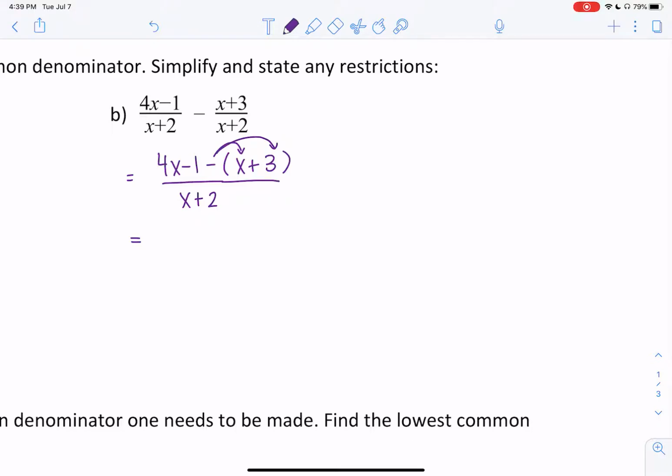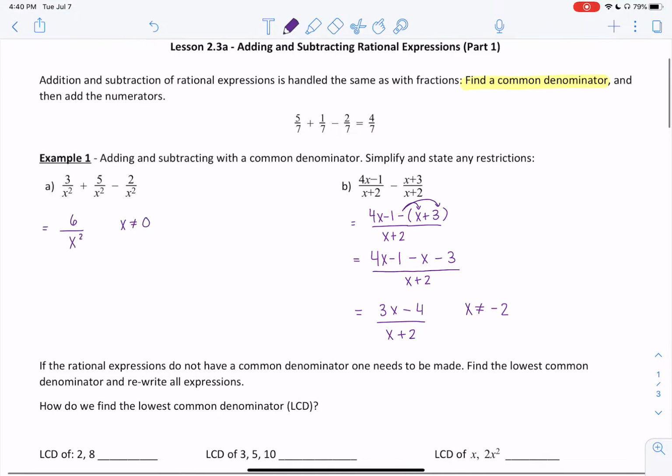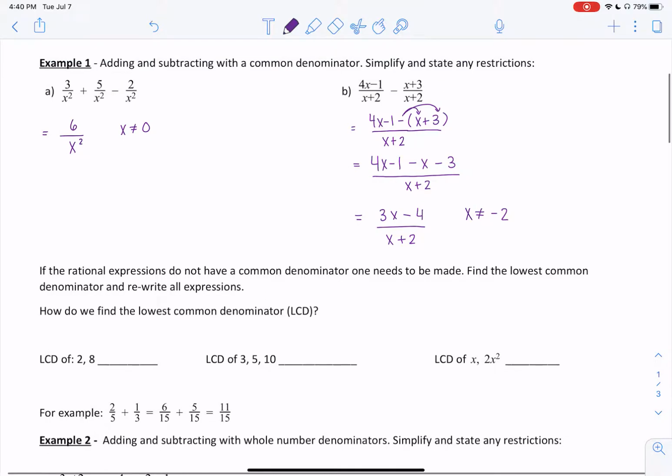So now we'll have 4x minus 1 minus x minus 3 all over x plus 2. And then we can simplify that to 3x minus 4 all over x plus 2. And then we need to make sure that we state our restrictions. So we can't have x equaling negative 2, or else the bottom would zero out. Okay, so that's how this works when we have common denominators.